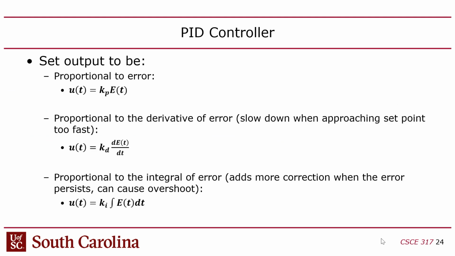Okay, so what about the controller then? How do you create the controller? Because we have the plant model, which is just a physics model, right? It's a physics model converted to Laplace and then turned into a transfer function, right? That's what we did for the plant. What about the controller? One of the most common types of controller is a PID controller.